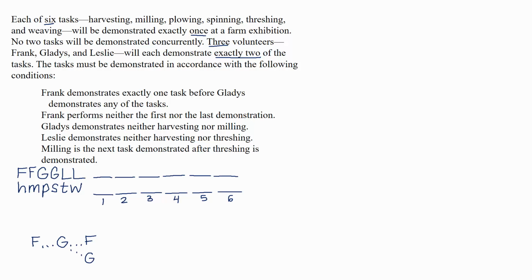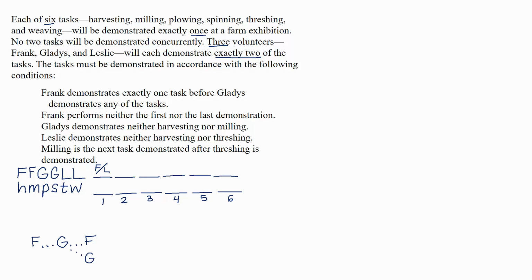Well, let's not jump to the next rule quite yet. We can actually start making deductions right away. Who can't be first based on this rule? Gladys can't be first because Gladys has to be sometime after Frank. The first Gladys has to be sometime after Frank. So that means that Frank or Leslie must be first. Great.